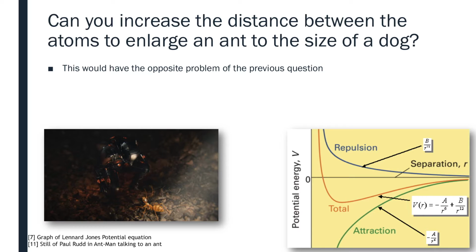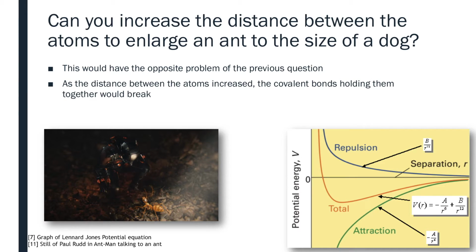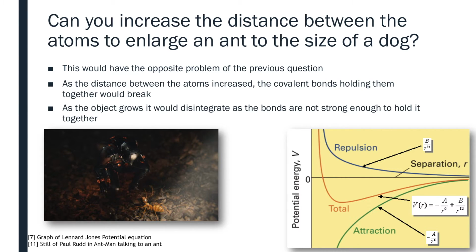Referring back to the graph of the Lennard-Jones potential, it can be seen that as the distance between the atoms increases, the overall attraction between atoms decreases and bonds deteriorate, as the electron clouds of each atom no longer overlap. In relation to the movie, this would mean that all of the covalent bonds between every atom in the ant's body would weaken and break as they are too far apart to effectively interact. In other words, as the ant and the toy grew, they would turn into a cloud of dust.